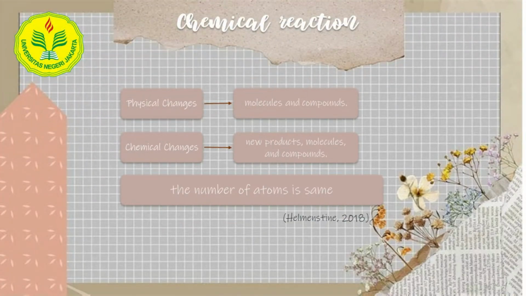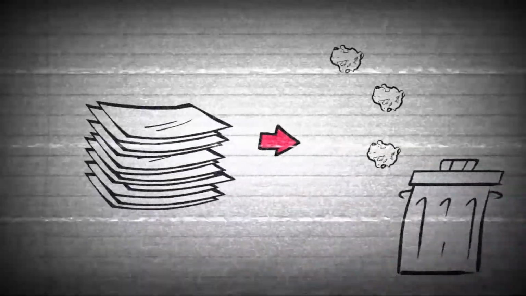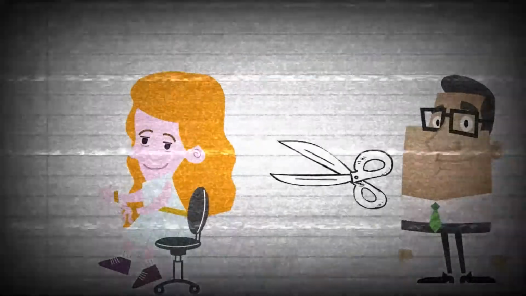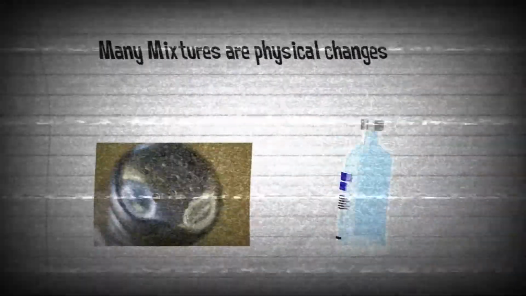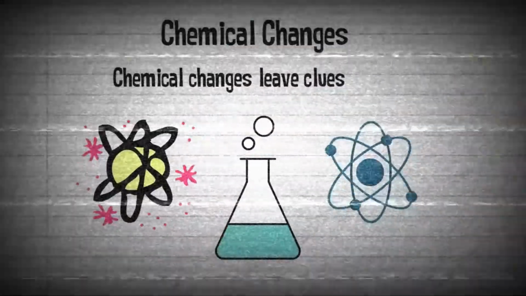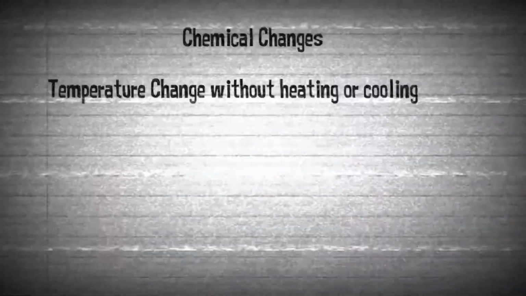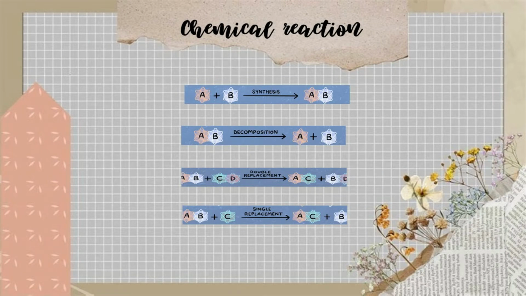In physical changes and chemical changes, the number of atoms of each element is the same both before and after the process occurs. In physical changes, atoms maintain the same arrangement, they become molecules and compounds. In a chemical reaction, atoms form new products, molecules and compounds. And there are several types of reaction, such as synthesis, decomposition, double replacement, single replacement, and others.